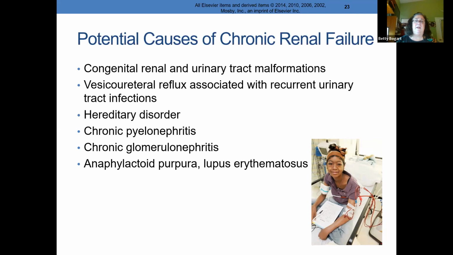It could be chronic pyelonephritis, chronic glomerulonephritis. Lupus can attack any organ, so it could be lupus. And then anaphylaxis, and anaphylactoid purpura goes in and it will destroy organs too.